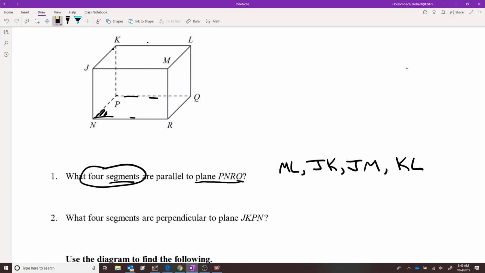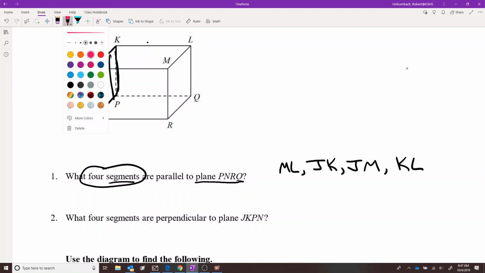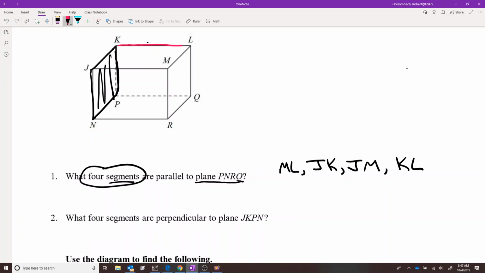All right, number 4. What 4 segments are perpendicular to JKPN? Now we've got the left side of this box right here. There's the plane. What four segments are perpendicular to it? So perpendicular means intersects at 90 degrees. So this segment is perpendicular to it, and that's KL.